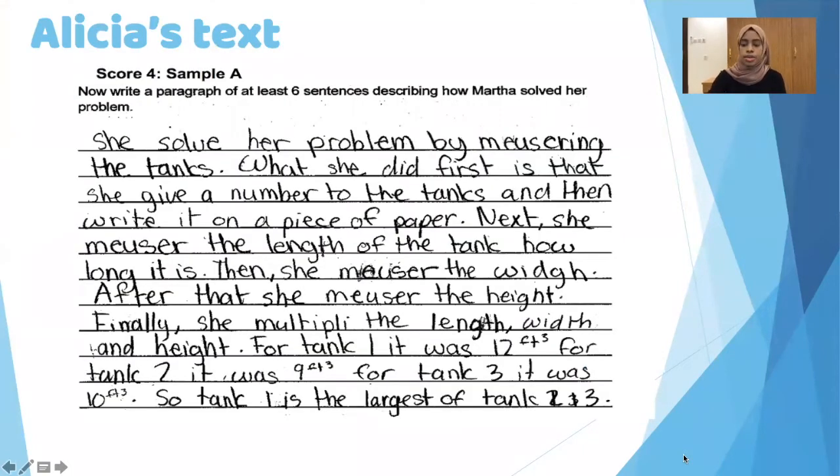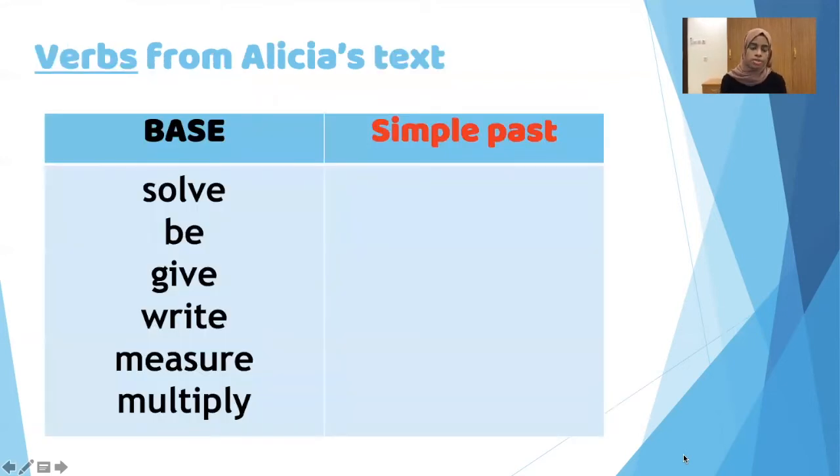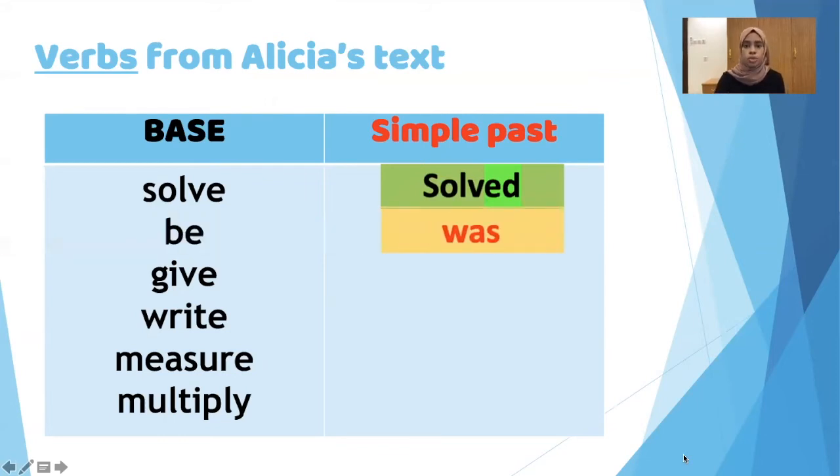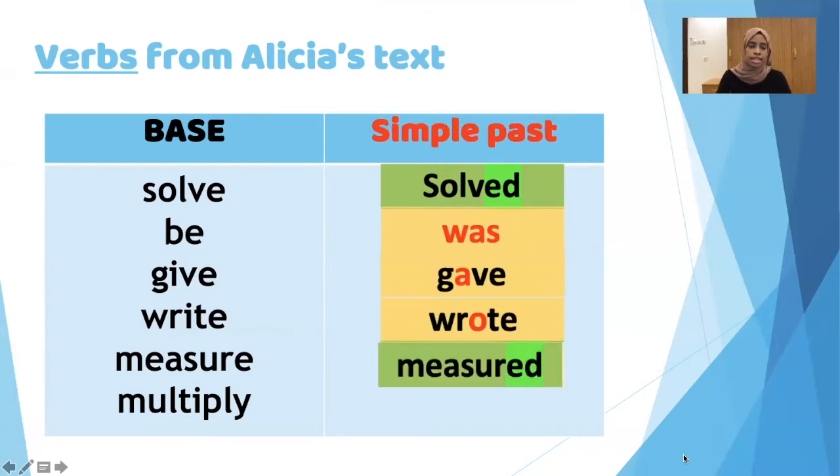And now I want to just quickly go through Alicia's verbs. Solve, is, give, write, measure, and multiply. So these are the 6 verbs that Alicia really should have used in the simple past. And now I just made a quick table to show how they should change form. So solve, simple past, would be solved with an ed. Be would be was, one way of using the simple past for verb to be. Give, gave, changing the I to an A. Write, wrote, I becomes an O. Measure becomes measured with an ED ending. Multiply becomes multiplied with an ED again.